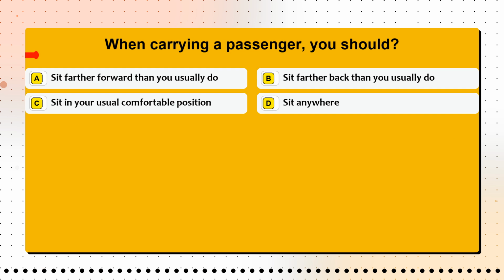Question 69. When carrying a passenger, you should. Here are the options. Option A. Sit farther forward than you usually do. Option B. Sit farther back than you usually do. Option C. Sit in your usual comfortable position. Option D. Sit anywhere.